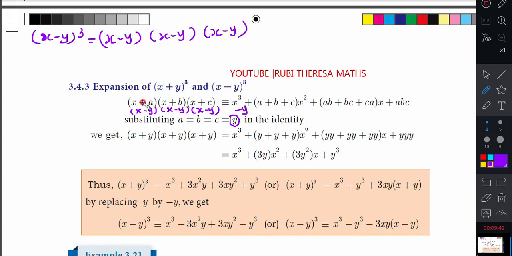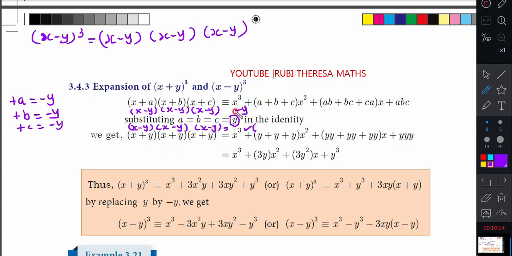You see, plus a here. Plus a equal to what? Minus y. Plus b equal to what? Minus y. Plus c equal to what? Minus y. So, a equal to b equal to c equal to minus y. So here in the same way, instead of plus, what can you write? X minus y into x minus y into x minus y equal to same x cube only. Same x cube.